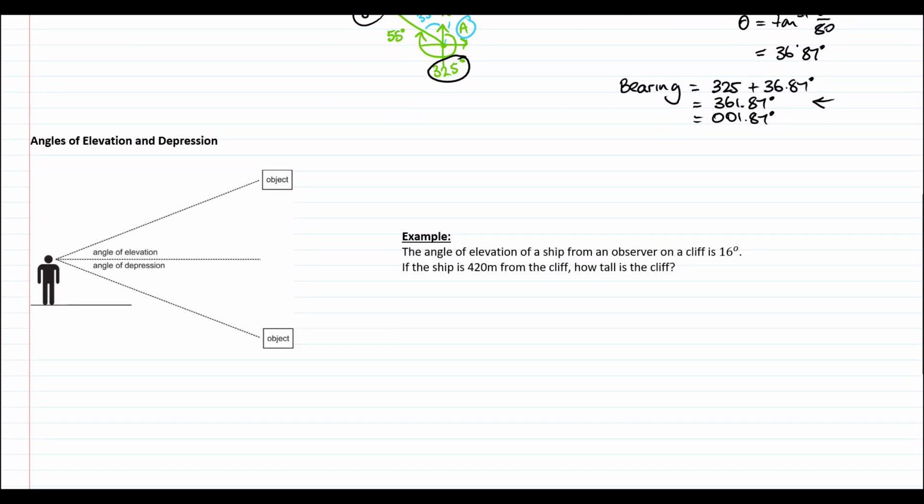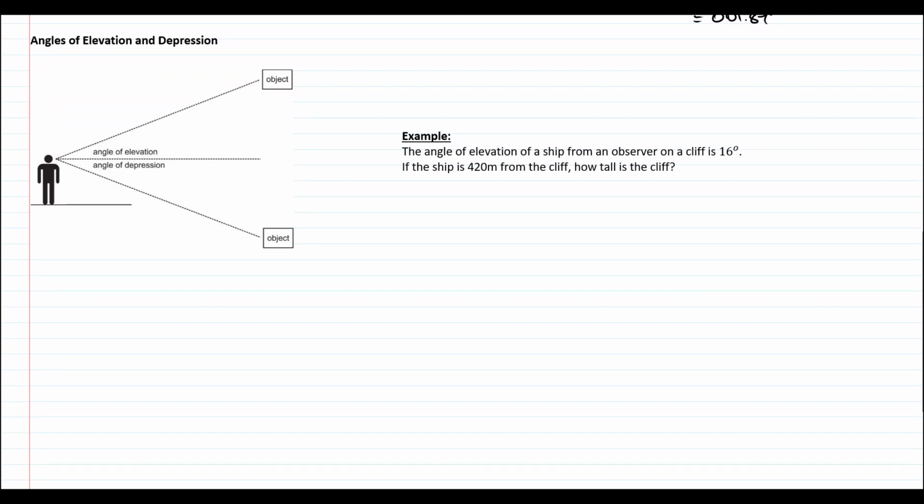Let's have a look at angles of elevation and depression. And actually these are a little bit easier. So here's a really simple diagram. And this, of course, is a person, and they're standing there and they're looking out towards something.